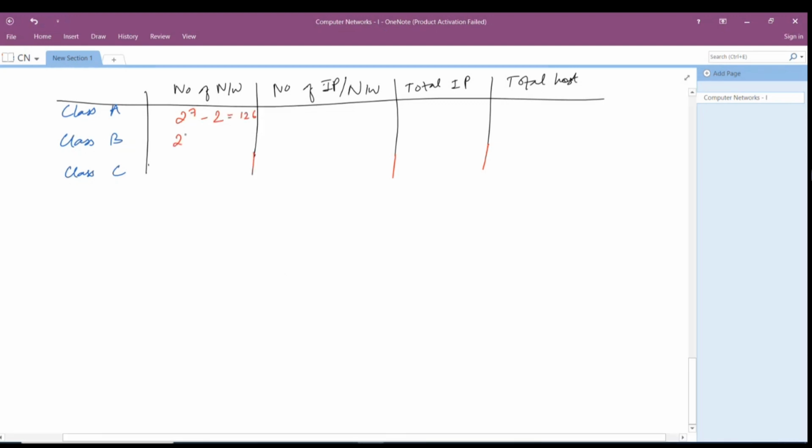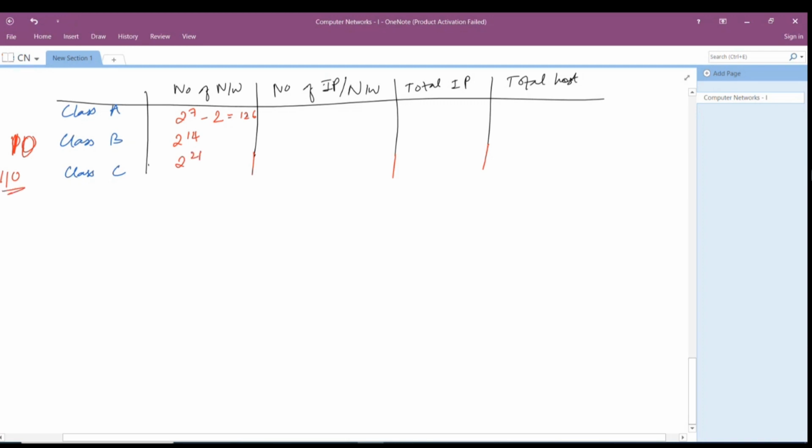2 to the power 14, right? Because 2 bits are being reserved for class B, which are 1 and 0. For class C, 3 bits are reserved. Here we have 1, 1, 0 which is being reserved. And here we'll have 2 to the power 21.